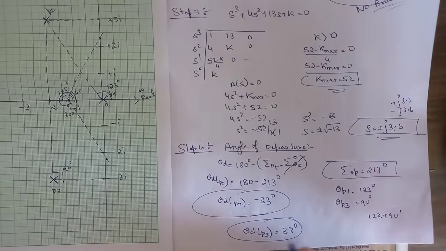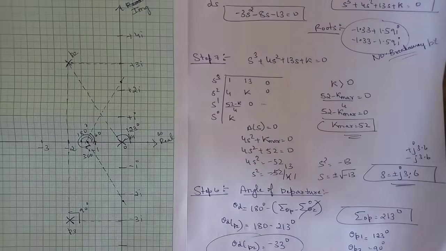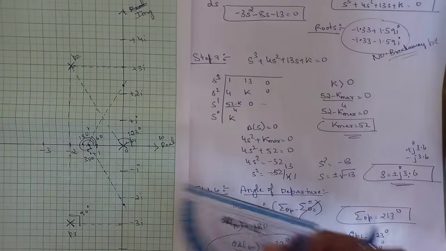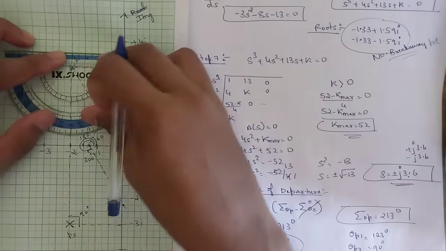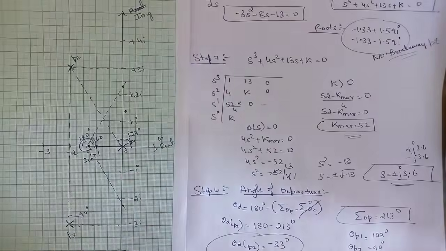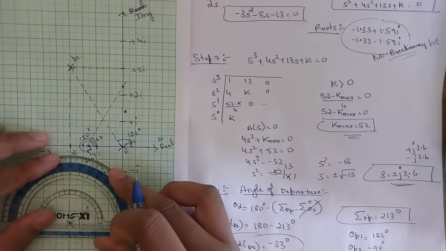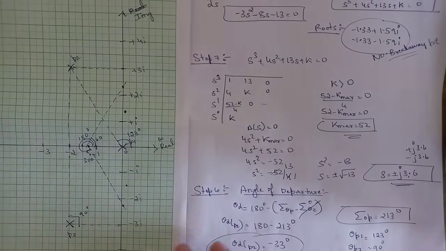Okay, so these two angles we need to mark at pole 2 and pole 3 now. That is, one angle is minus 33, right? So from here 33 and from here plus 33. Okay, join them both.